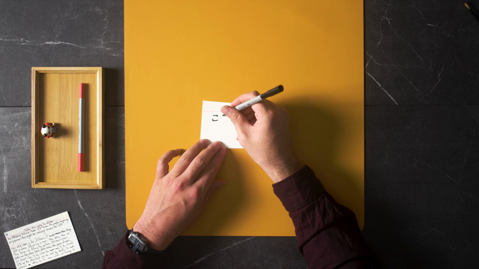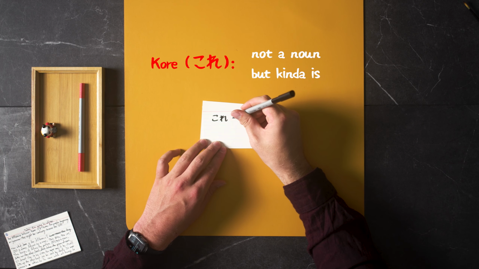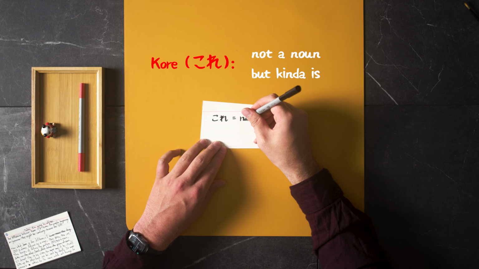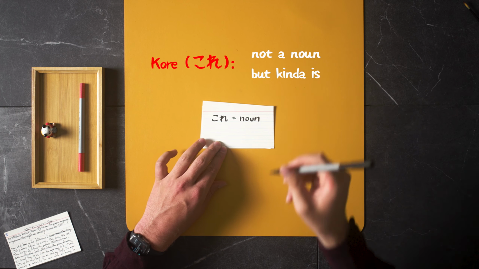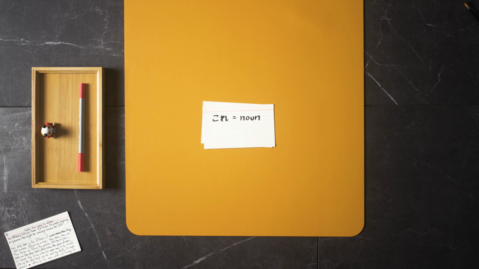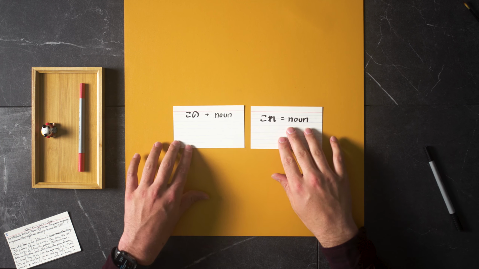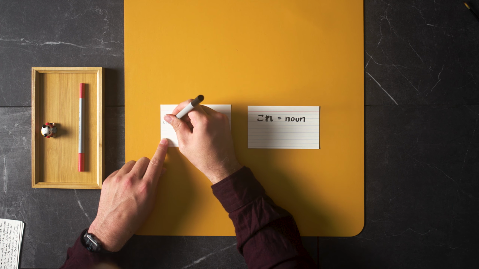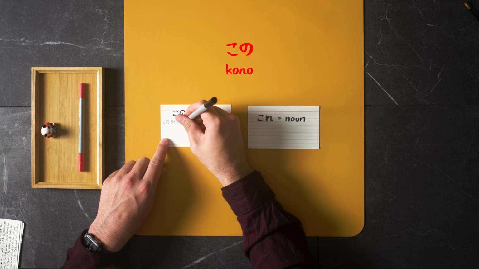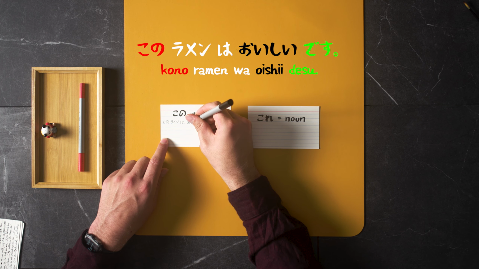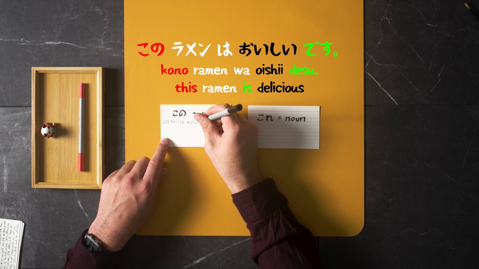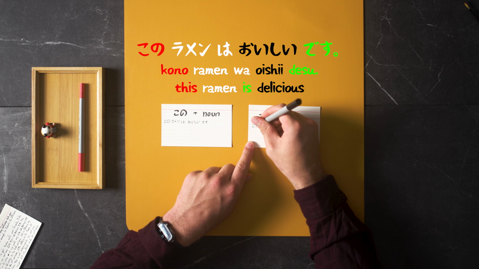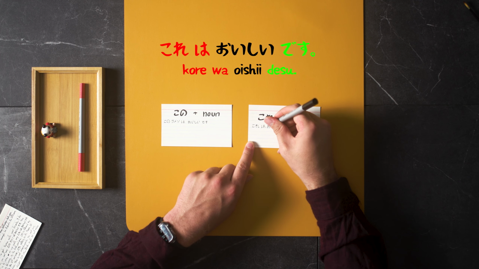It most commonly refers to the noun without having to say the noun, and in many ways I like to think of it as actually being a noun. Here's an example to explain. You've gone out to get ramen with your friends and it's really good. You can say, Kono ramen wa oishii desu. This ramen is delicious. Or you could say, Kore wa oishii desu.